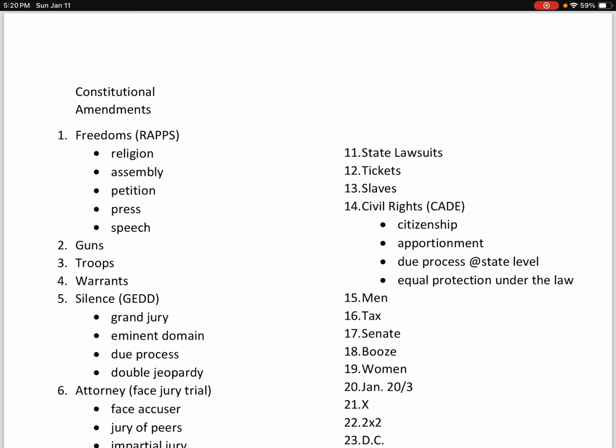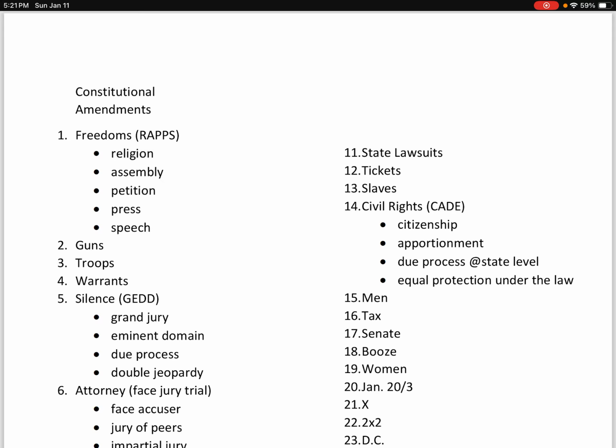Eminent domain says that the government can take your property, but it must be with just compensation for the good of the people, for the common good. Due process. Now we're going to see another one in the 14th Amendment, but due process under the 5th Amendment is that there's a series of steps that protect the rights of the accused and how the law will proceed in a court of law.